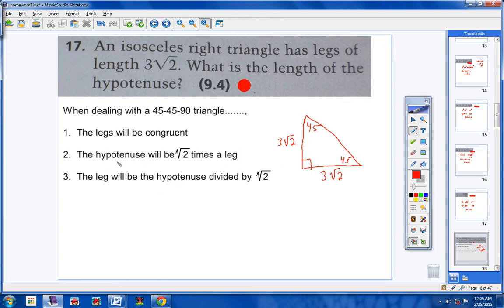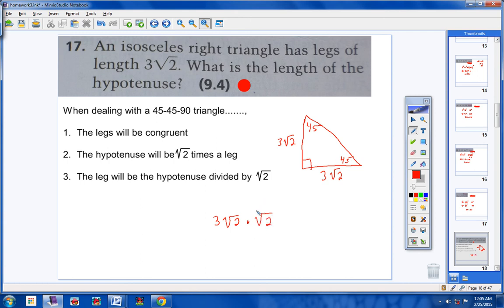The hypotenuse will be square root of 2 times a leg. So I take my leg, which is 3 square root of 2, and I'm going to multiply it by what? What's it say here? The hypotenuse will equal square root of 2 times the leg. So I take my leg times square root of 2.